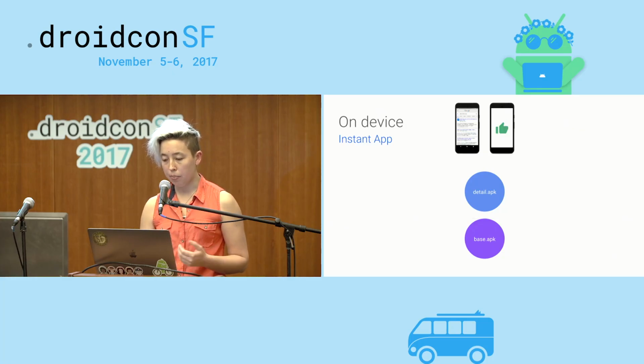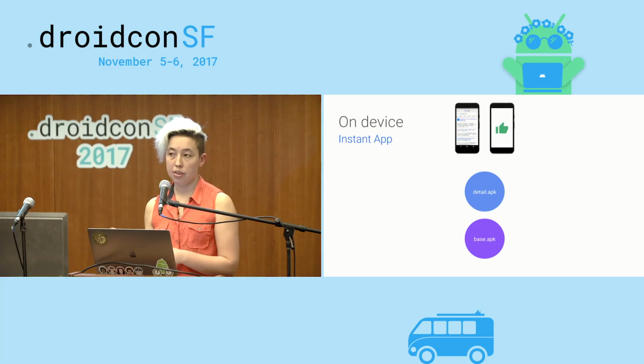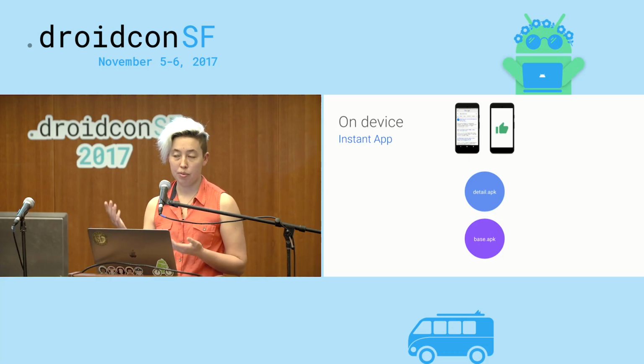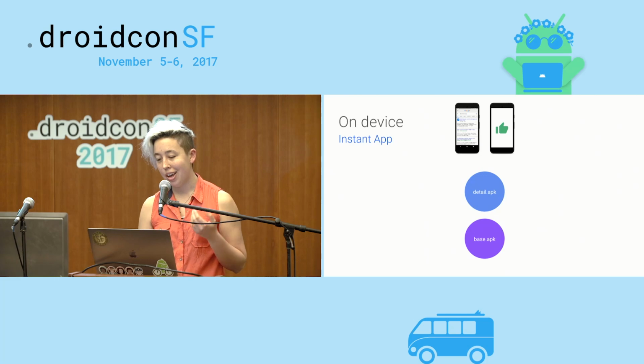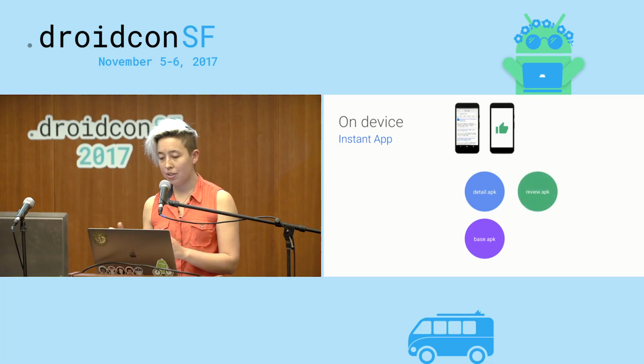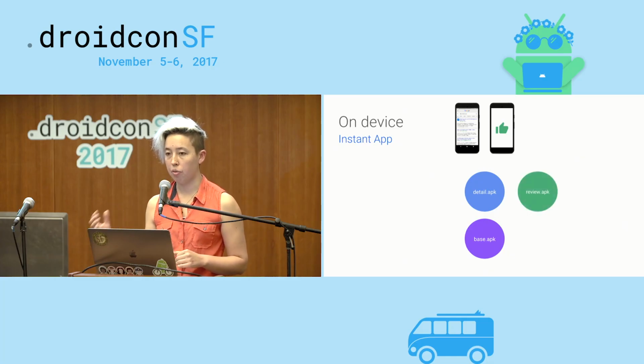Then later, let's say they go eat at the restaurant, and they want to give a really good review for that delicious pizza that they just ate. They might do a Google search or navigate to a different part of the app. And then only on demand does that additional code for the review feature get downloaded. So you're getting these bite-sized APKs coming down as needed as your user is going to different features.